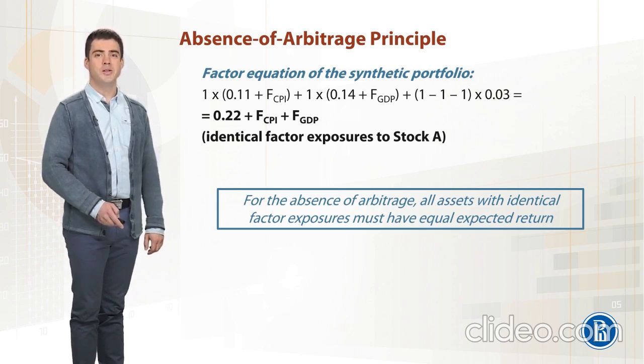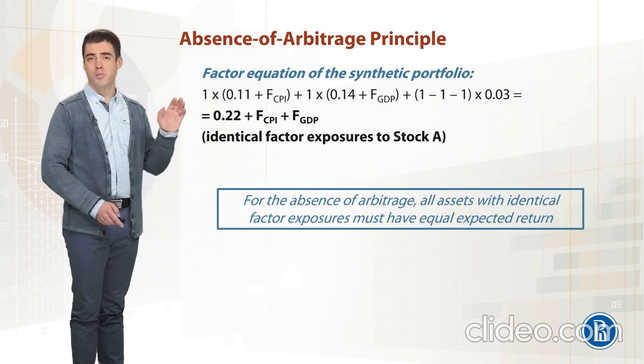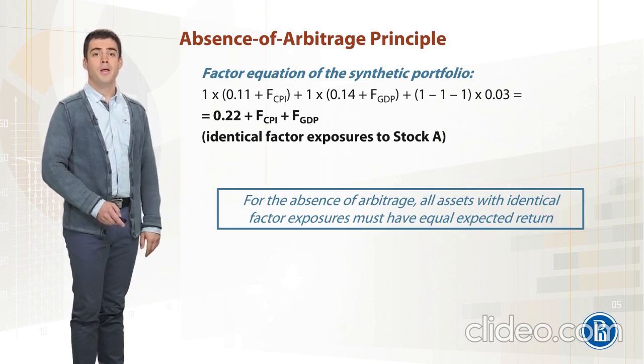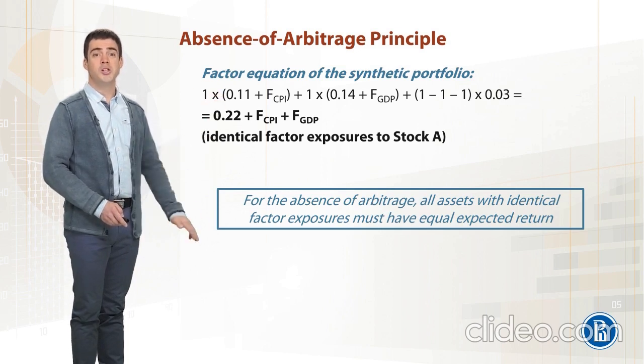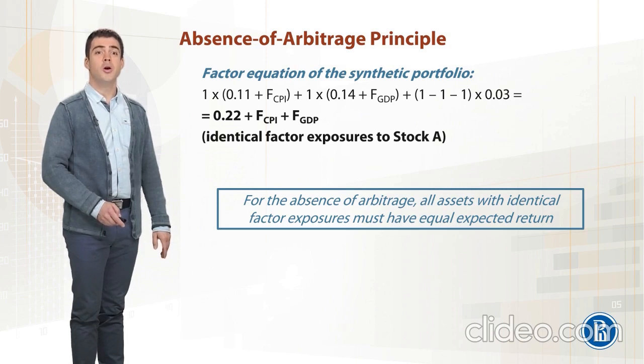And at this point, I would like to state the most important thing in this lecture. For the absence of arbitrage, we assume that all assets with identical factor exposures must have equal expected returns. That means that the synthetic portfolio, which contains two-factor replicating portfolio and the risk-free asset, should also have the same expected return as stock A, which has the same factor exposures. Otherwise, it would be possible to make an arbitrage transaction and gain unlimited profit.